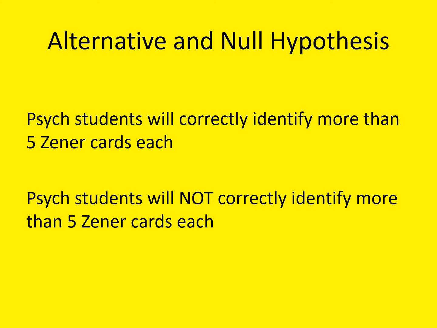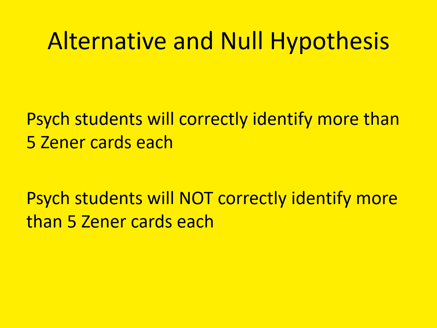So when you do an investigation, you have to create your pairs of hypotheses. So our alternative hypothesis was that psychology students will correctly identify more than 5 xenocards each, and the reason you had to identify more than 5 was because you could have just said red cross the entire time and got 5 out of 25. So if you can identify more than 5, that indicates a telepathic ability. The null hypothesis is saying that telepathy doesn't exist and would say psychology students will not correctly identify more than 5 xenocards each. So we start with those hypotheses and we come back to those right at the end.